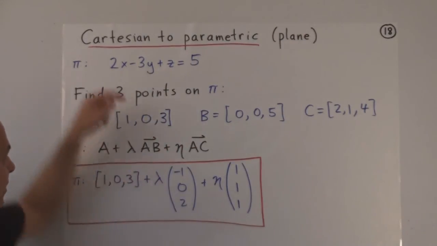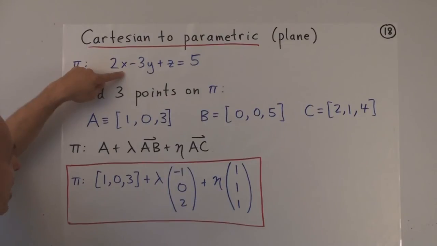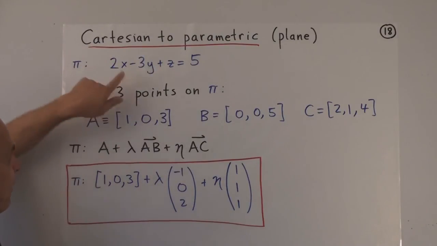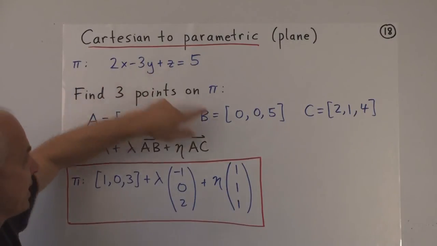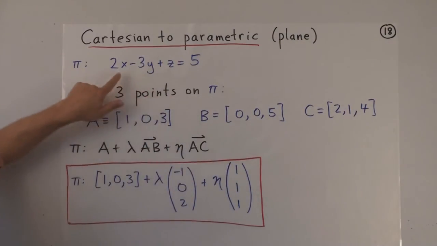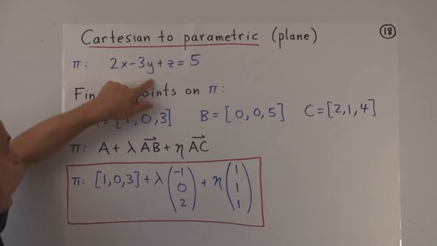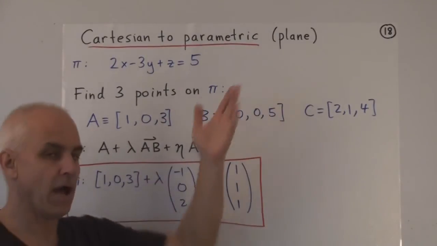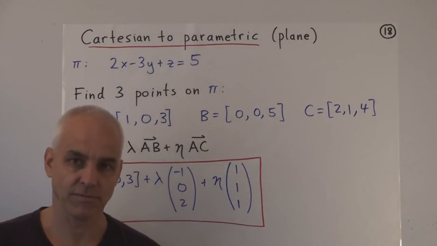And we use simple values, so let's say let x be 1 and y be 0, then z has to be 3. If we let x and y be 0, then z is 5. If we let this be 2 and this be 1, for example, and that would be 4 minus 3, that's 1, then z has to be 4. Okay, so there's 3 out of billions of points you could have chosen.